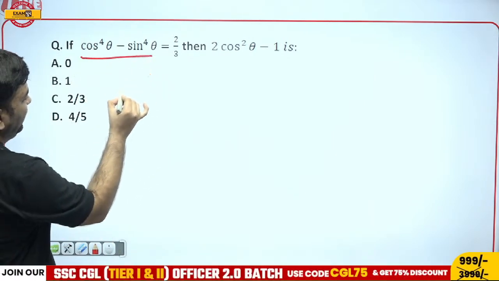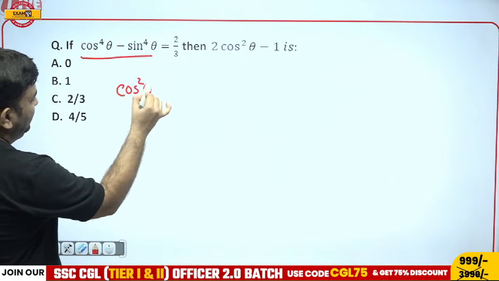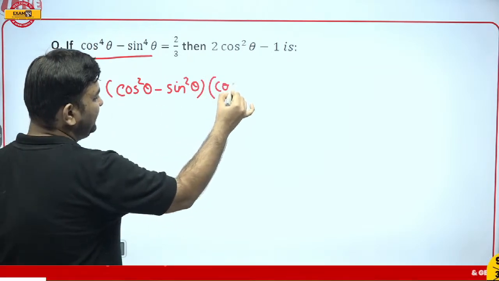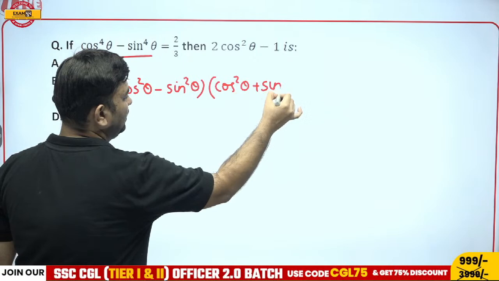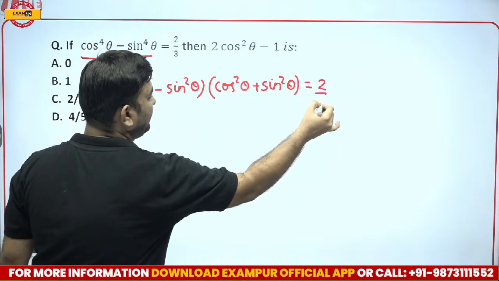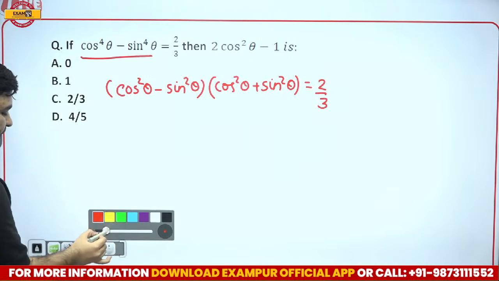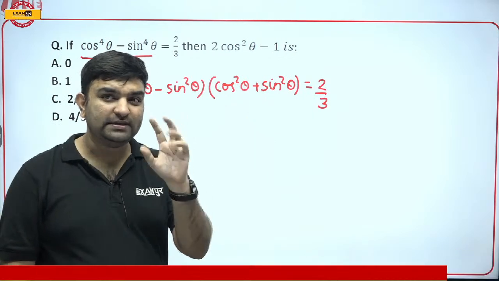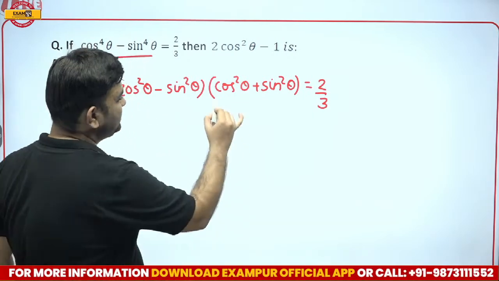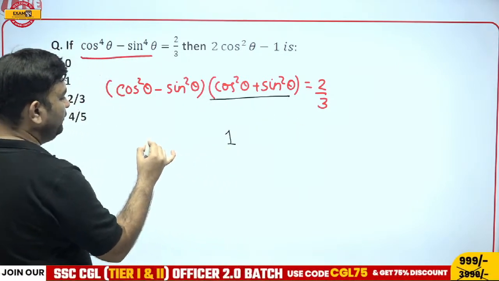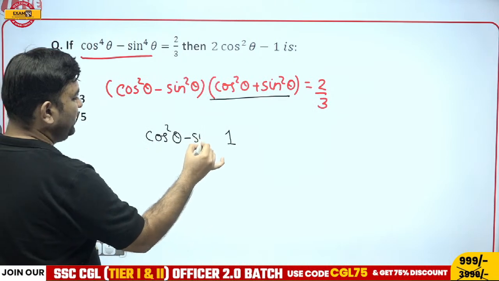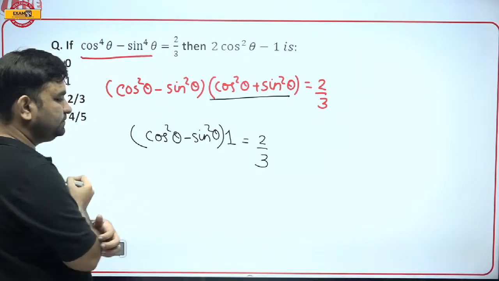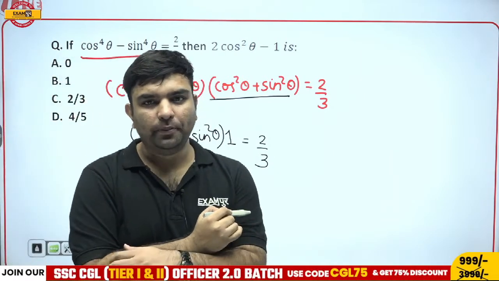Cos 4a minus sin 4a. I can write it as cos square theta minus sin square theta into cos square theta plus sin square theta is equal to 2 by 3. Guys, is cos square theta plus sin square theta the identity? Yes. So this is 1. So cos square a minus sin square a into 1 is equal to 2 by 3.